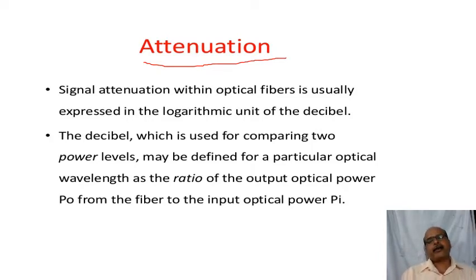And the second experiment is on attenuation, that is, to find the propagation loss and bending loss in optical fiber. So this term comes in that experiment, and we are revising this term attenuation. Signal attenuation within an optical fiber is usually expressed in the logarithmic unit of a decibel. The decibel, which is used for comparing two power levels, may be defined for a particular optical wavelength as the ratio of output optical power P0 from the fiber to the input optical power Pi.